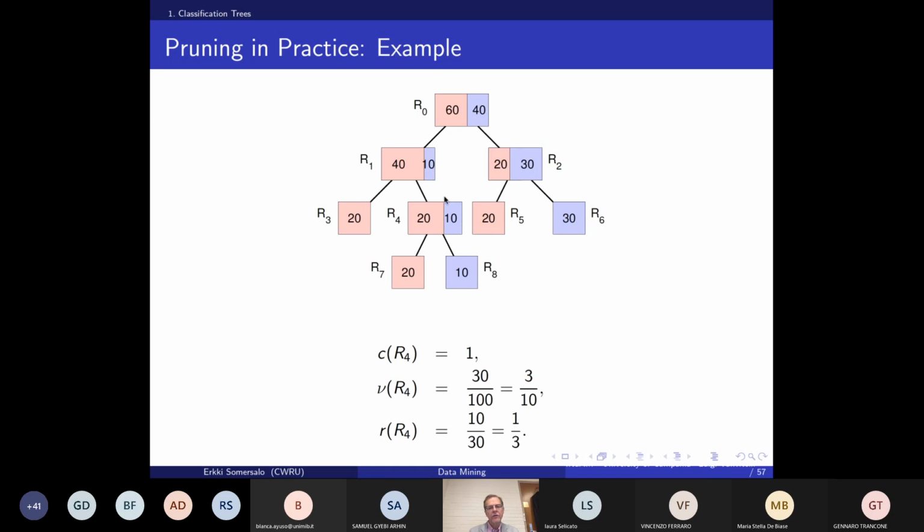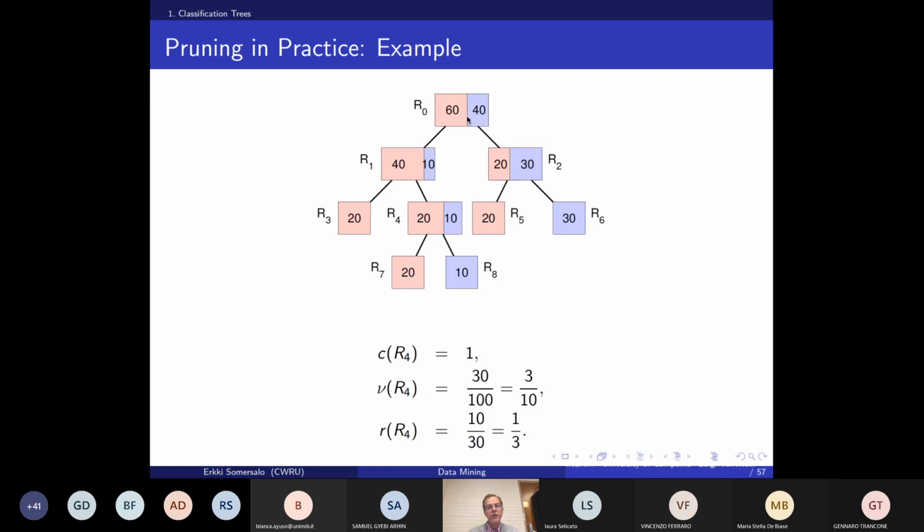And let's look at R4, which is here. What is the importance of that? First of all, the winning class is the red class, which is the first class, so 1. And what is the importance? We have 30 data points there out of 100. So the importance of that node is 30 over 100, which is 3 over 10. And then the misclassification: we are classifying this according to the winner-takes-all strategy to class number 1, so all the blue ones are misclassified. Since they are 1/3 of the points, the misclassification rate is 1/3. Okay. So we have calculated those numbers for R1, R4, and R2.